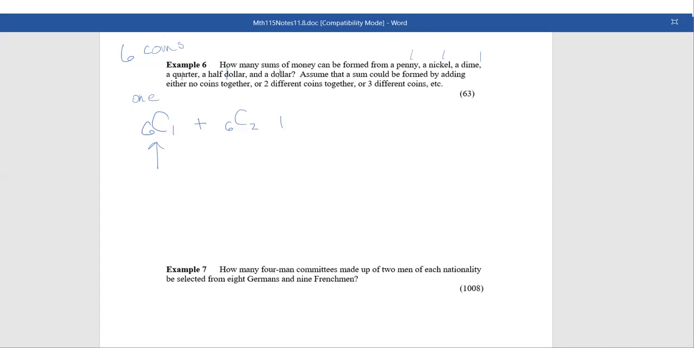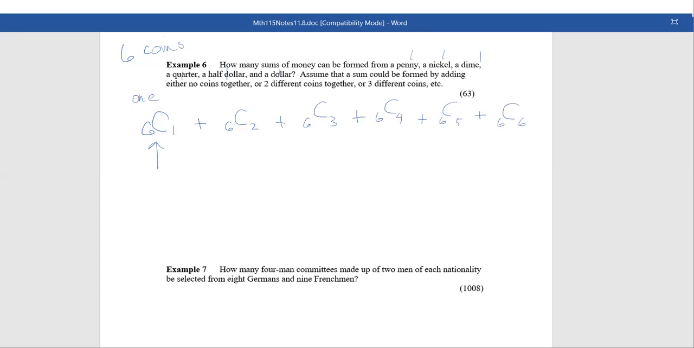Okay, then you're going to add, because it's another way to get a sum. You're going to take 3 coins at a time. Then you're going to take 4 coins at a time. And you're going to take 5 coins at a time. And finally, if you want, you can add all 6 coins together at a time and figure out.